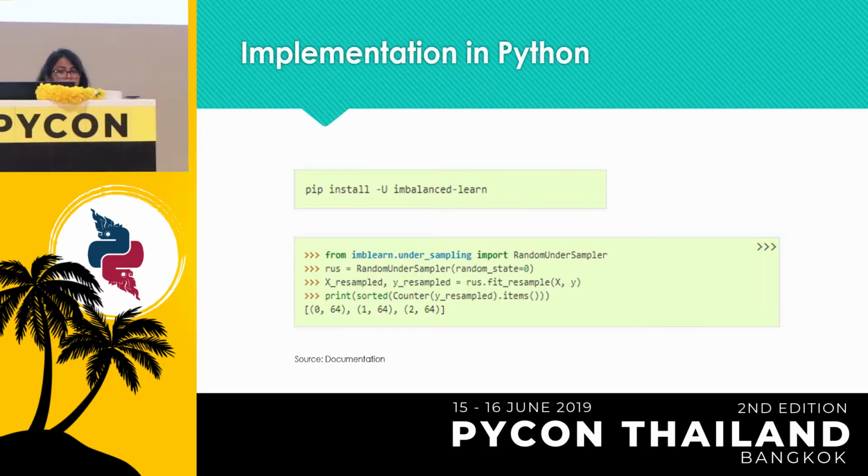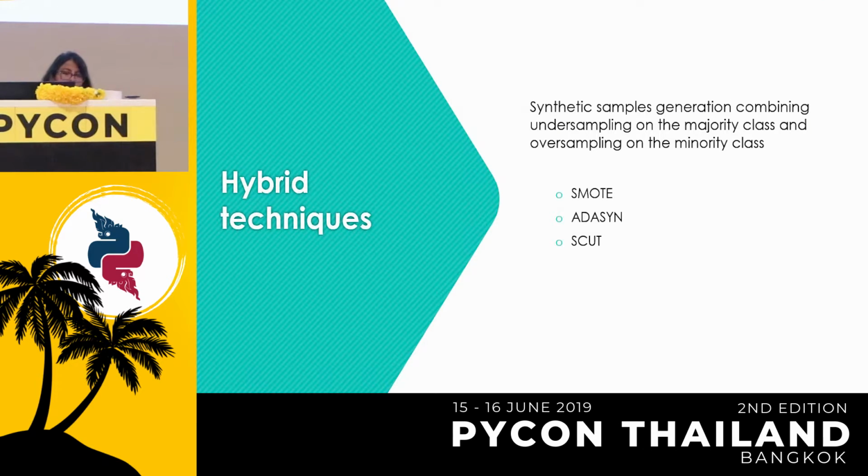Other techniques are a mixture between undersampling and oversampling. With this type of technique, the most used is SMOTE. This technique is about creating synthetic samples, creating new samples for the minority class and undersampling the majority class.